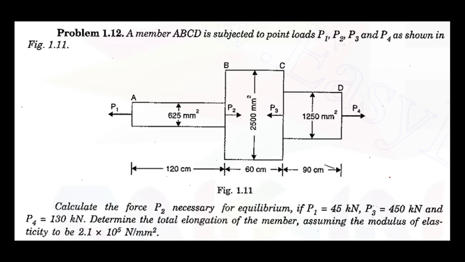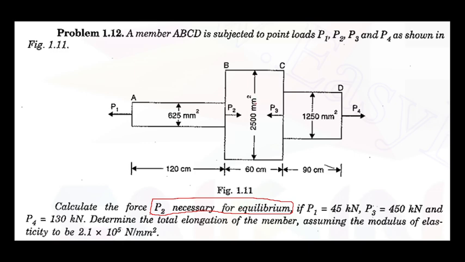So a member ABCD is subjected to point loads P1, P2, P3 and P4 as shown in the figure. Calculate the force P2 necessary for equilibrium. The condition is given, the member is in equilibrium. Hope you all know the condition of equilibrium: the summation of all the forces at this point is 0. So P1 is given, P2 we have to calculate, P3 is given and P4 is given. Total elongation also we have to calculate. Assume the modulus of elasticity is given, no problem.